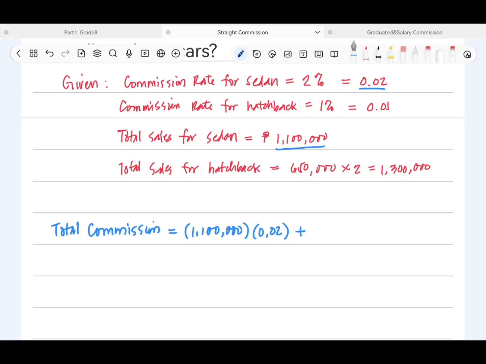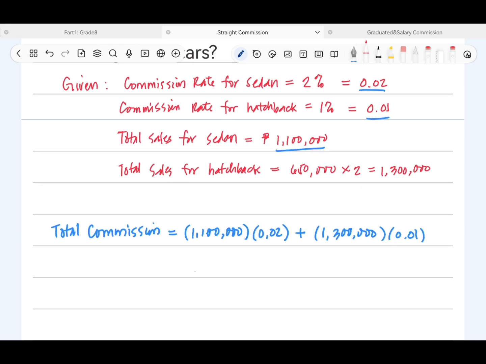Okay, so therefore we have 1,300,000 times the commission rate of 0.01. Okay? Then, so let's multiply separately. So first, we have 1,100,000 times 0.02, and that is equivalent to 22,000.